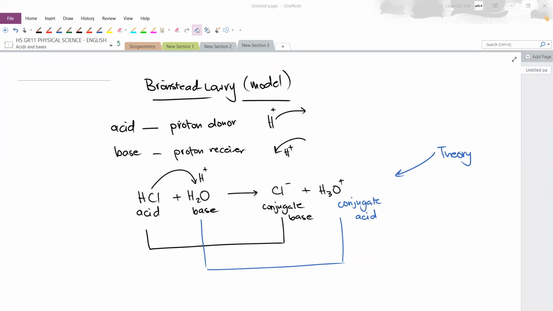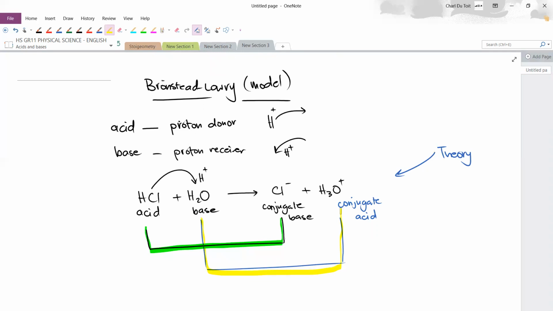A conjugate base is basically a product formed after the reactant acid has donated a proton. Yes, the conjugate base is the product that forms when the acid loses its proton, and a conjugate acid forms when the base accepts a proton.